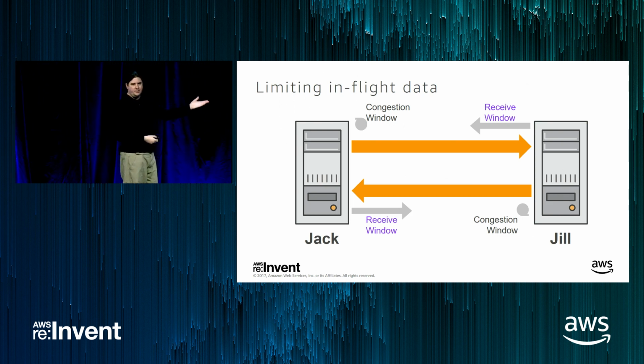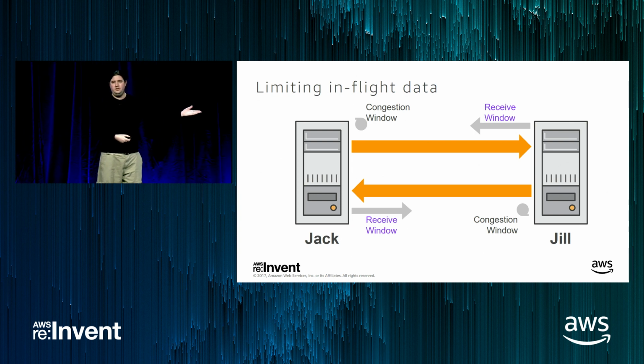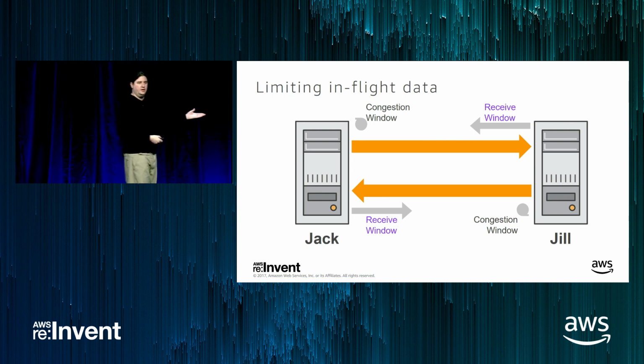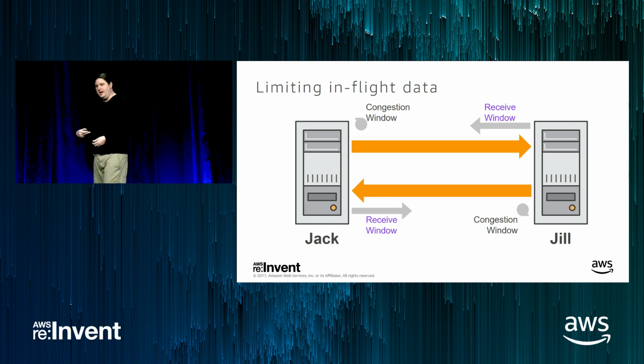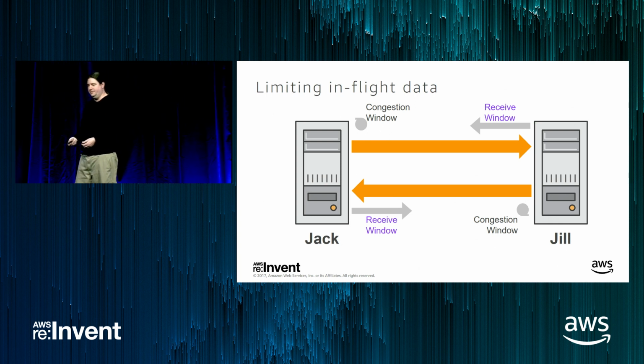If Jack is sending bytes to Jill and Jill's buffer is full, she just says, no thanks, don't send me any more. There's no point in doing it. They're just going to be dropped on the floor. And so it's Jill's responsibility to tell Jack about the state of her receive buffer.